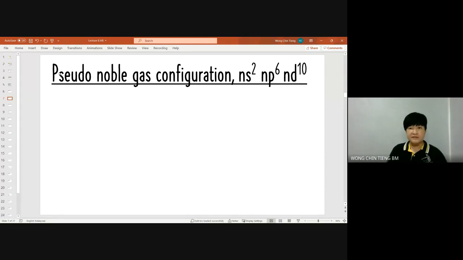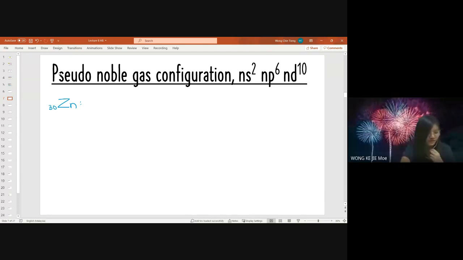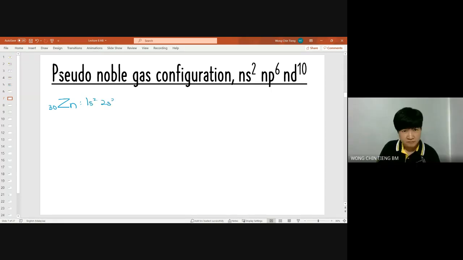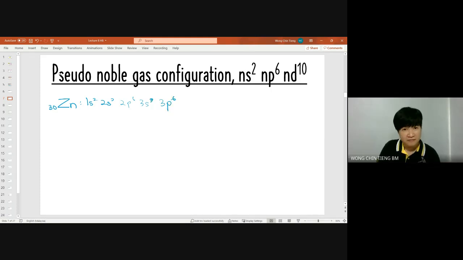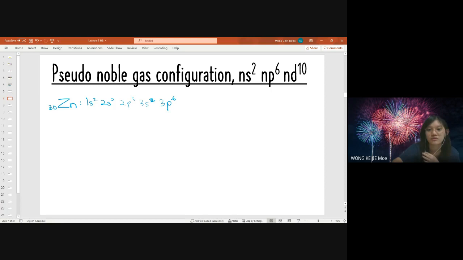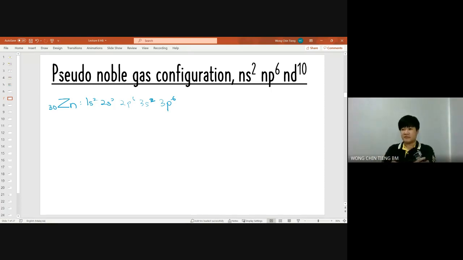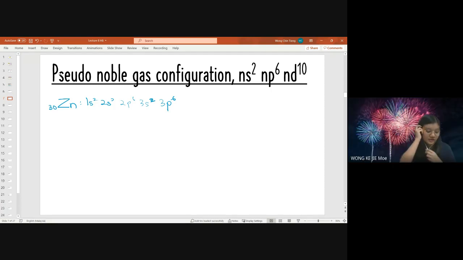Zinc, easiest. Zinc 30. Okay? I want SPDF notation. Miss Wong? 1s2, 2s2, 2p6, 3s2, 3p6, 3d10, 4s2. Read again, all the way from 1. 1s2, 2s2, 2p6, 3s2, 3p6, 4s2, 3d10.